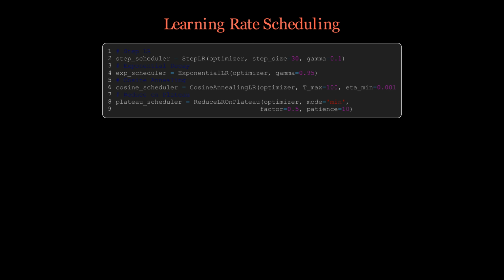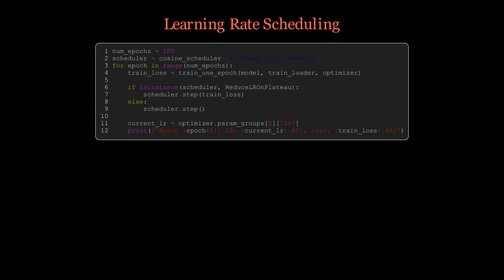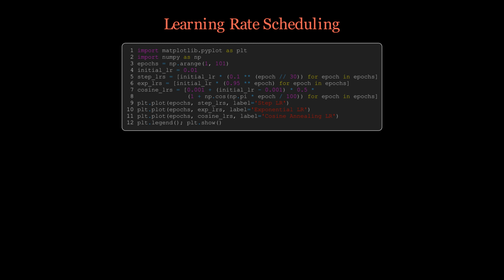Here are 4 common scheduling strategies: step learning rate, exponential decay, cosine annealing, and reduce on plateau. In the training loop, we update the learning rate each epoch. For plateau scheduling, we pass the loss to decide when to reduce the rate. Finally, we visualize how the learning rate evolves over time for each scheduling method.